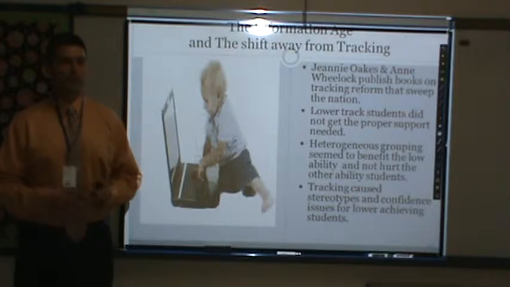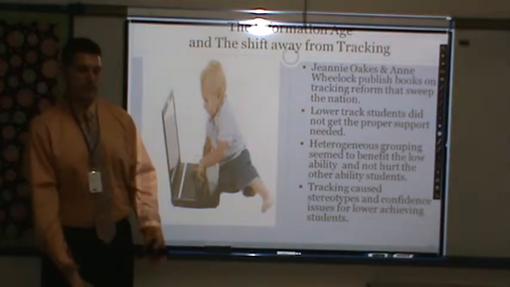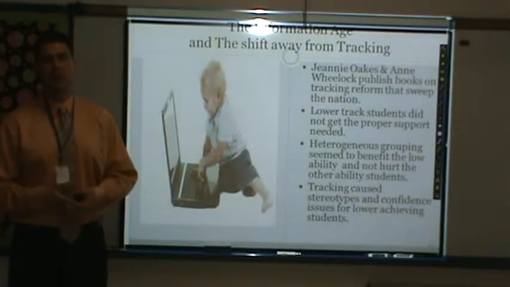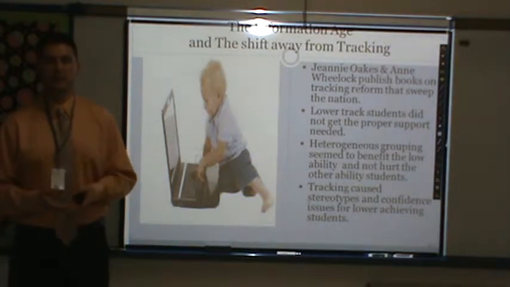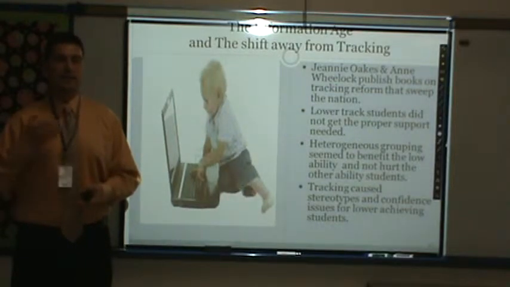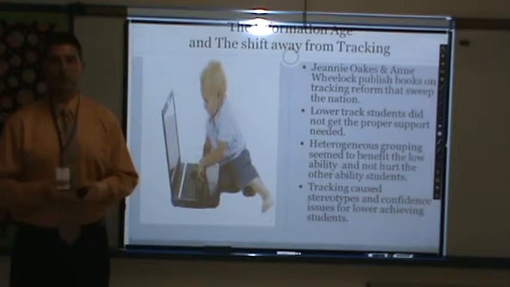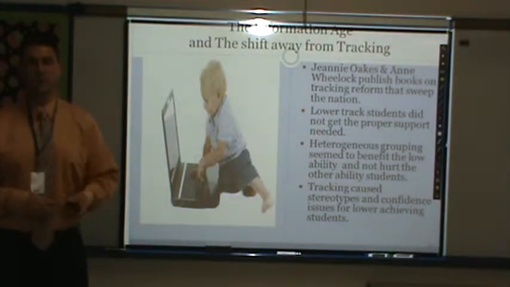They found that when you heterogeneously group kids together, the low track kids were raised up because they were built in with some high achieving kids, and they found that it had no adverse effect on your general population kids or your high ability kids. It didn't really help the high achieving kids excel, but it didn't hurt them as well. But it greatly improved the majority of the low track kids, raising the bar for them.